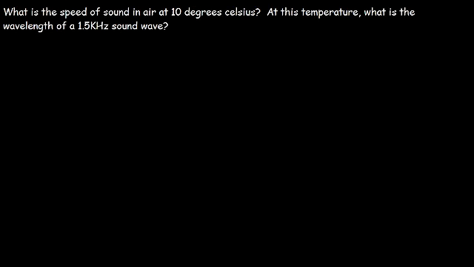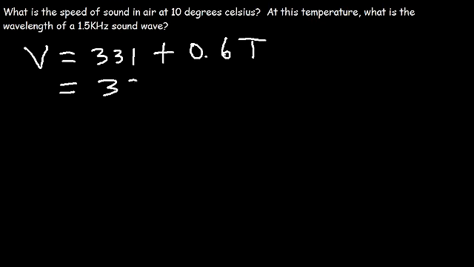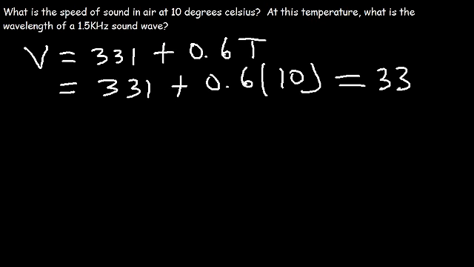What is the speed of sound in air at 10 degrees Celsius? So we can use the formula V is equal to 331 plus 0.6 times T. So that's going to be 331 plus 0.6 times the temperature in Celsius. 0.6 times 10 is 6. 331 plus 6 is 337. So it's going to be 337 meters per second.